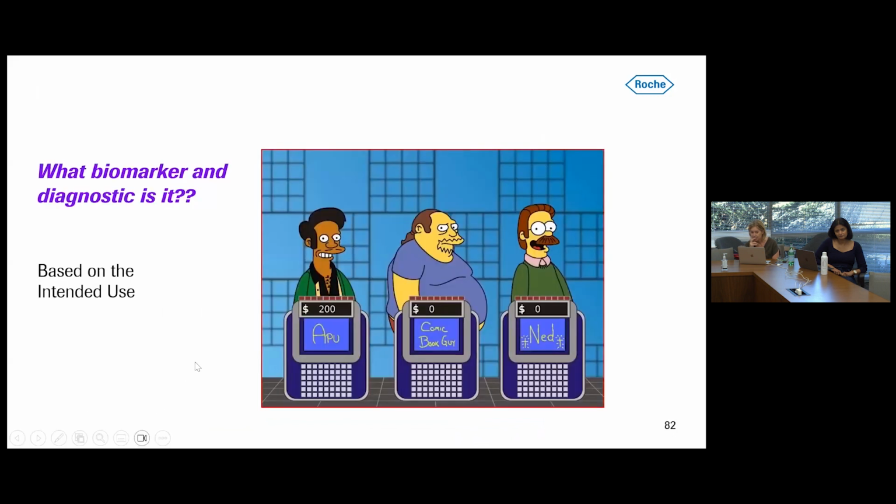Okay, so we're going to play a little biomarker Jeopardy. And so the hint here is to think about the intended use. And then you'll need to decide what type of biomarker it is. So is everybody ready?